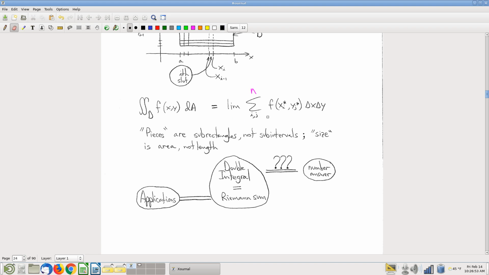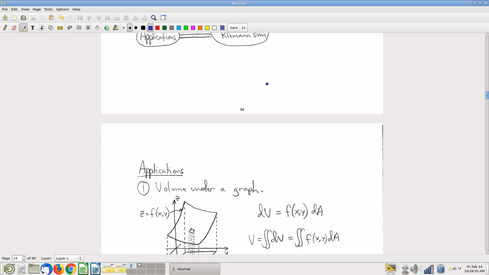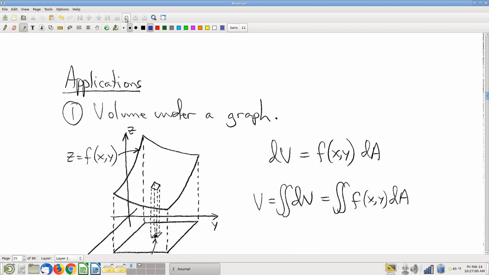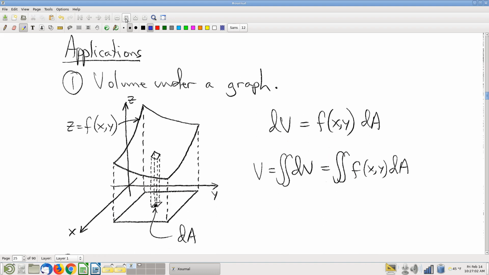Right. So let's see some of those applications. I'm going to give you 3 of them. The first one is going to be a little bit familiar. This is kind of a one dimension up analog of the very familiar idea of area under a curve.